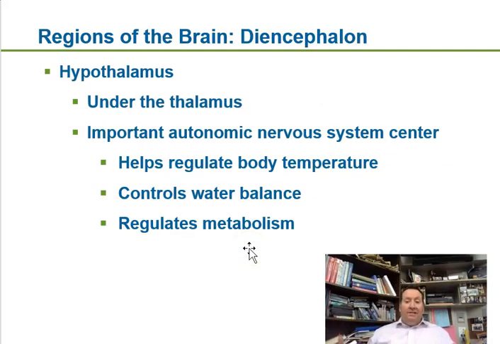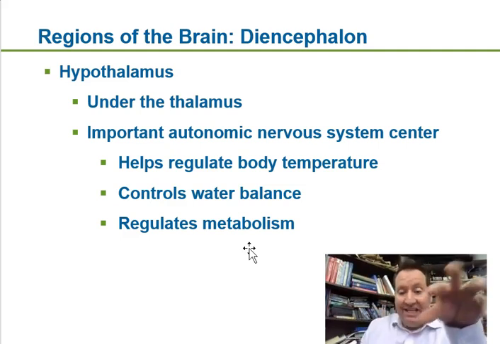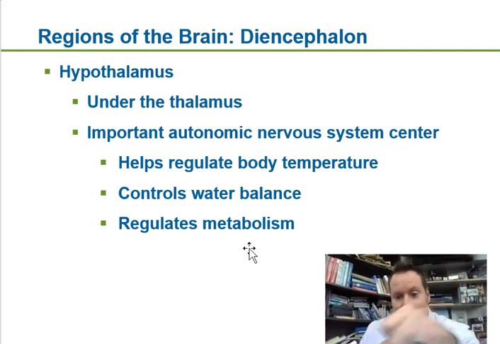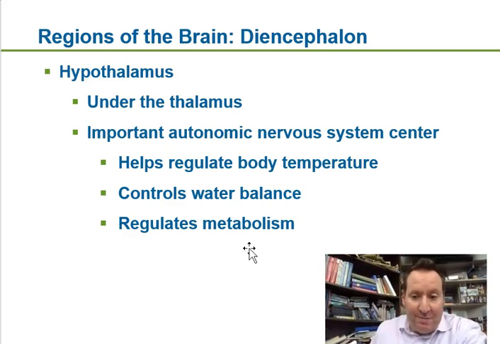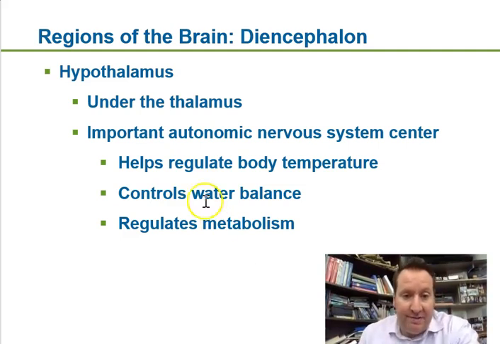Now, the hypothalamus is super cool. The hypothalamus is one of my favorite structures. Like I said earlier, the hypothalamus is both glandular tissue and it's nervous tissue. It's one of the coolest regions of the body, if you ask me, or coolest regions of the brain.